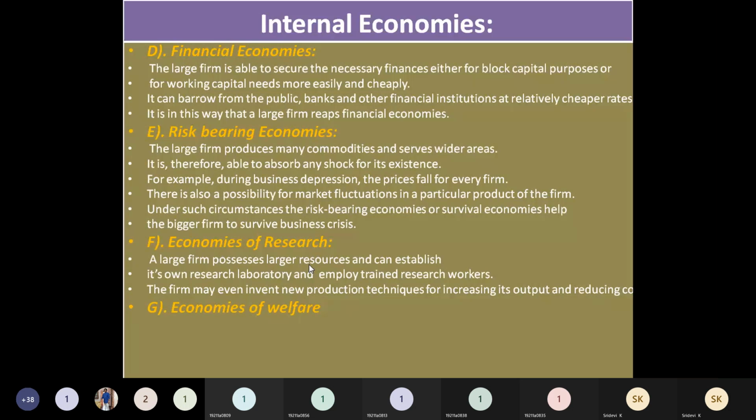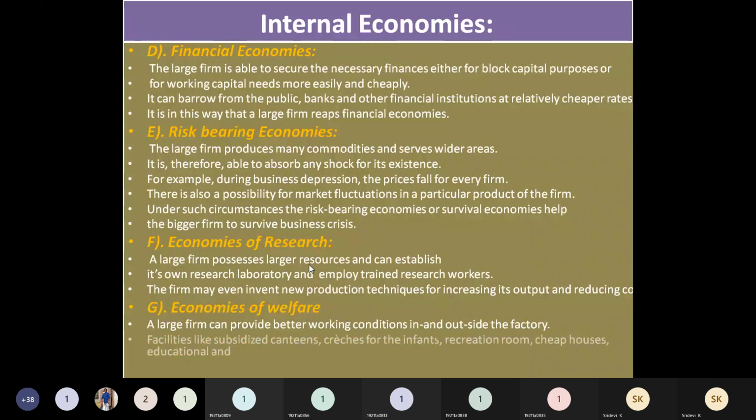And coming to the other economies, the welfare economies. What are the welfare economies? What are the welfare facilities that are required by the employees? These welfare facilities are required inside the company and outside the company also. Some inside welfare facilities are like subsidized canteens. Subsidized canteens means, for example, BHL is there. In their canteens, they will be getting tiffin, tea, coffee, etc. at very cheap prices. That will be provided by the company. All those facilities can be provided.